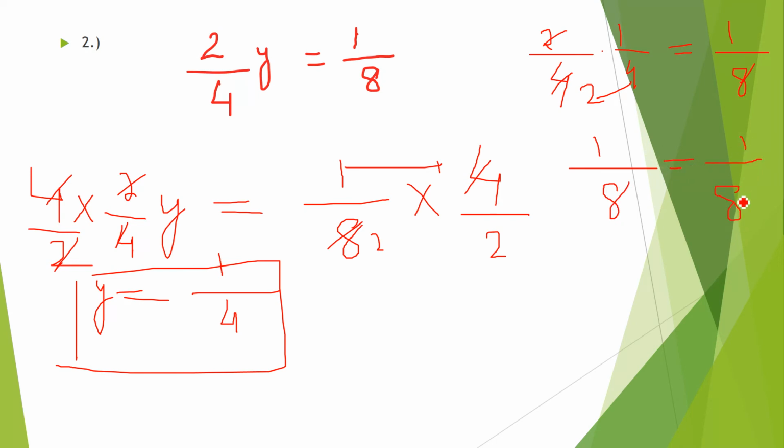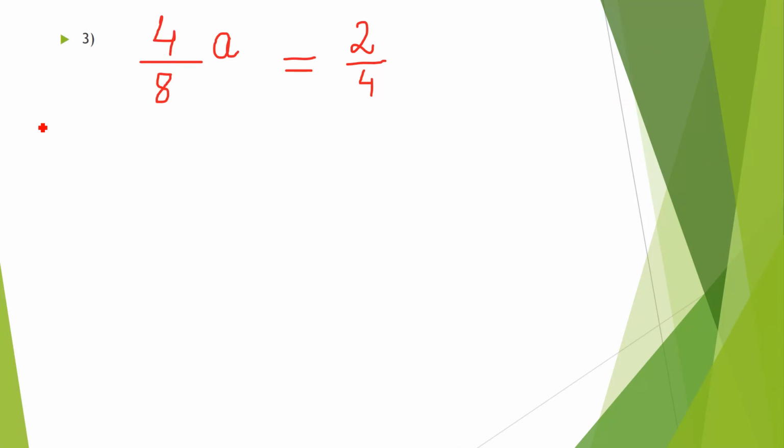Both sides should be exactly the same. It means left hand side is equal to right hand side and your answer is correct. One more question. 4 over 8 a is equal to 2 over 4.